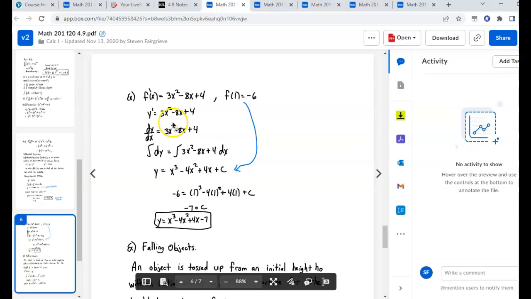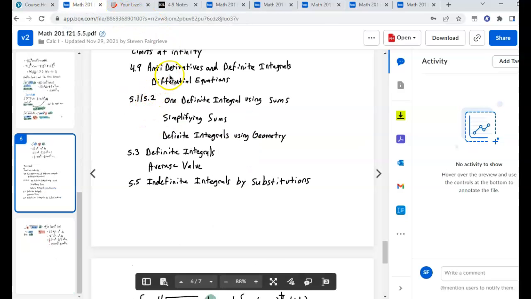Okay, so indefinite integrals, and then, I should say indefinite, I'm sorry for the typo there. Indefinite integrals, and then differential equations. I expect you to run into at least one of those.